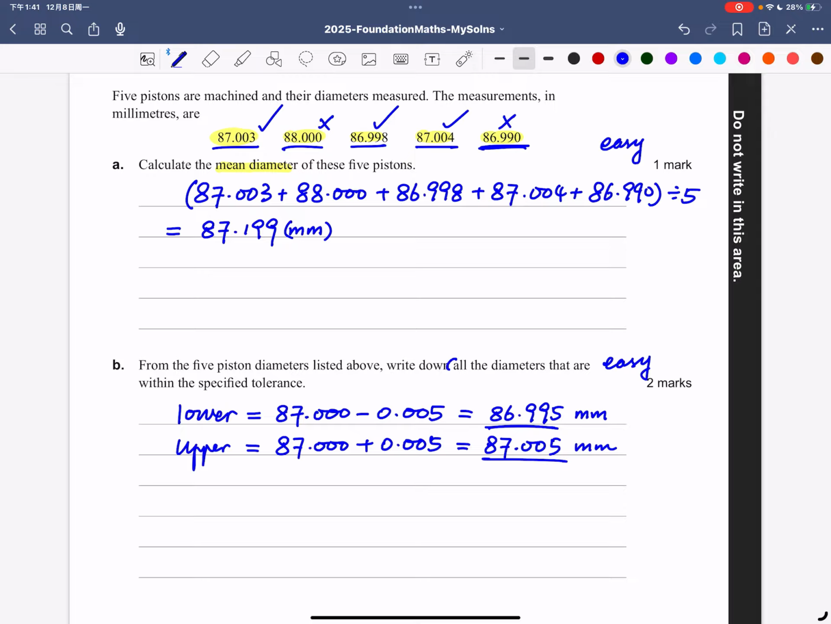Eventually I write down all the diameters, so therefore we have 87.003, 86.998, and 87.004. So only these three will be the final answer, I suppose.